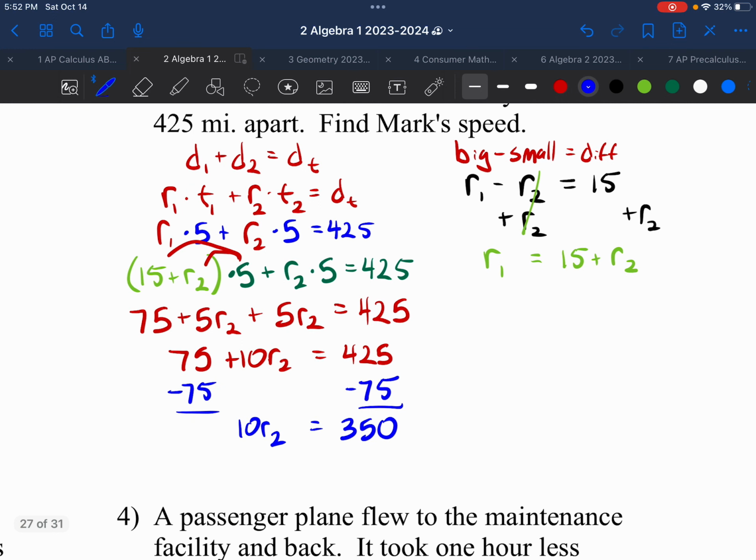And then from here, I need to undo multiply by 10. I'm going to divide by 10. Divide the left side by 10, divide the right side by 10. And again, this is one of those tricks I was talking about before, where you cross off a 0, and this is going to be R2 is equal to 35.